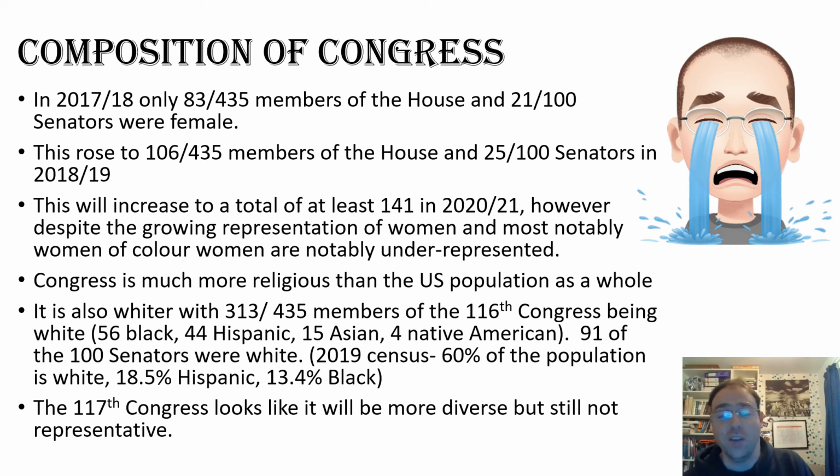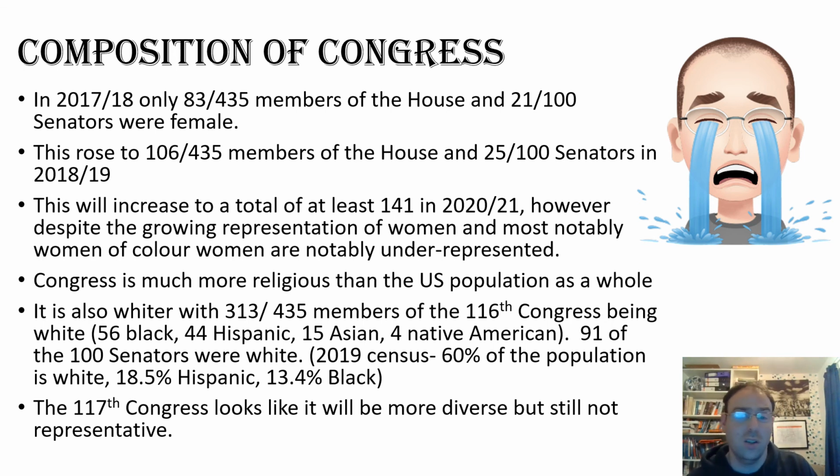Another major thing to say about Congress is it's a lot whiter than the American population. 313 of the 435 members of the 116th Congress in the House were white. There were 56 black congressmen and women, 44 Hispanic, 15 Asian, 4 Native American. And then it's even more stark in the Senate, where 91 of the 100 senators were white.